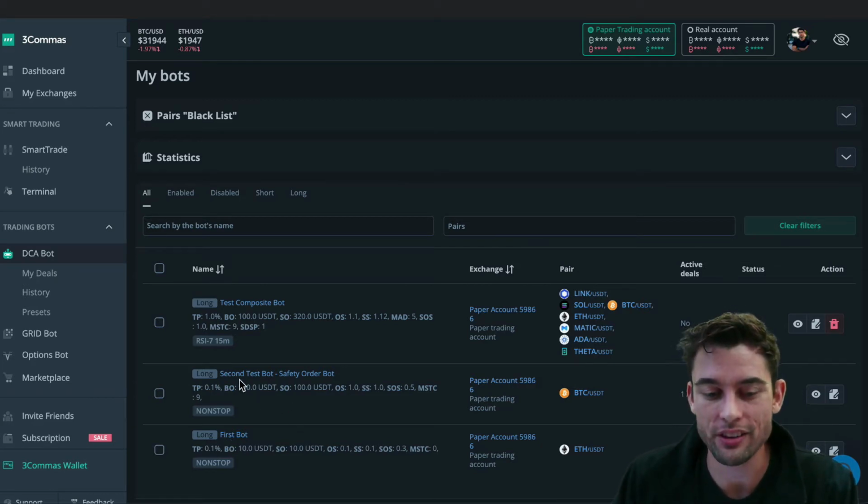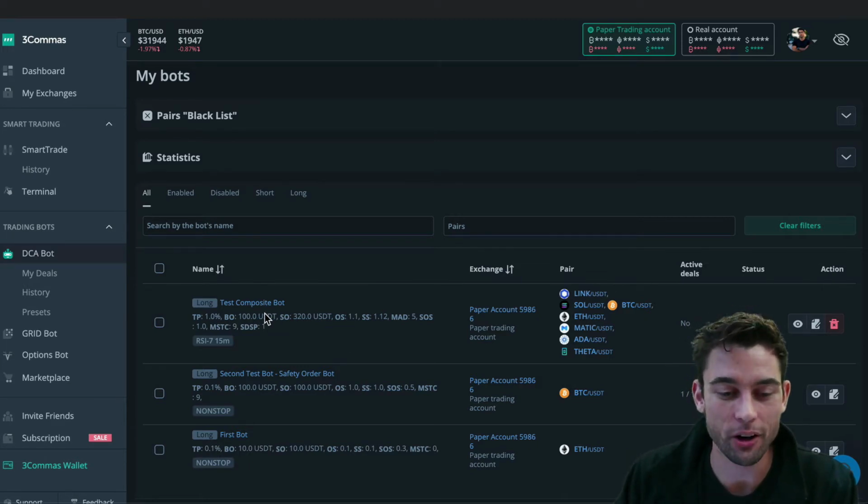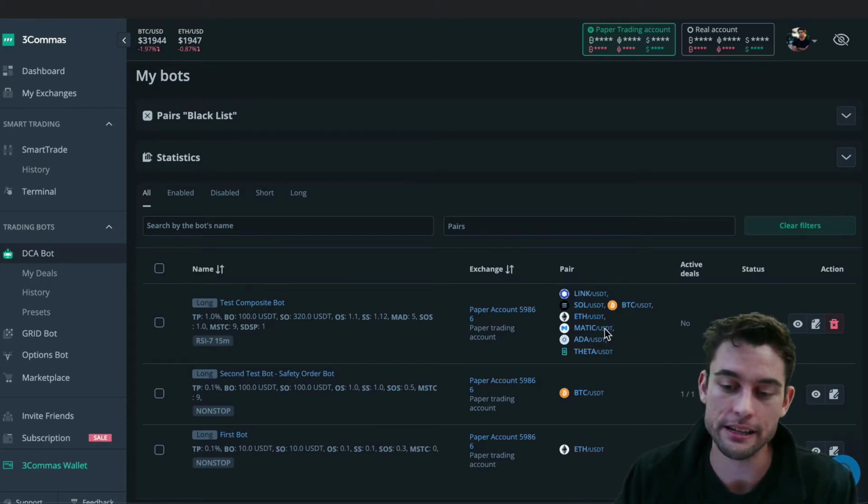Right above that, we have the second test bot, which is the safety order bot that we created in video 2. And now we're going to create a composite bot. So you can see right here, obviously, I already created a test composite bot using the RSI, and it has all of these different pairs.